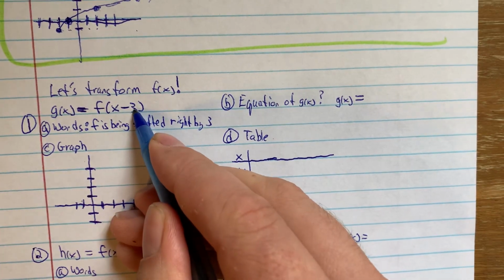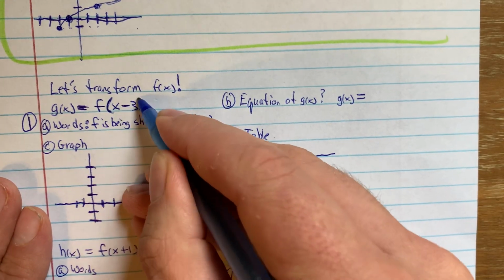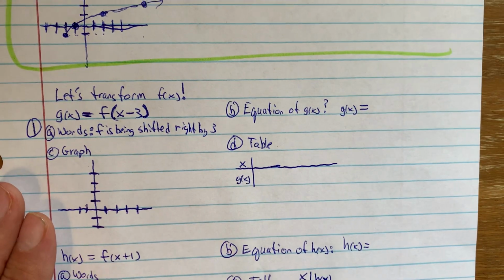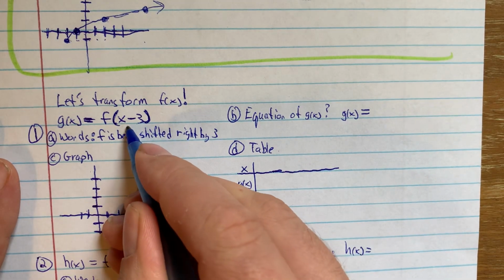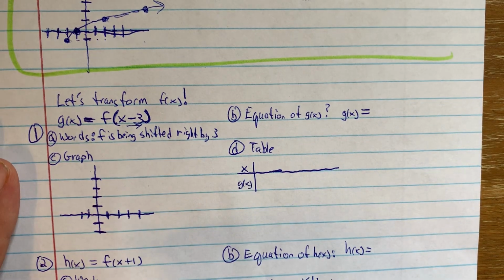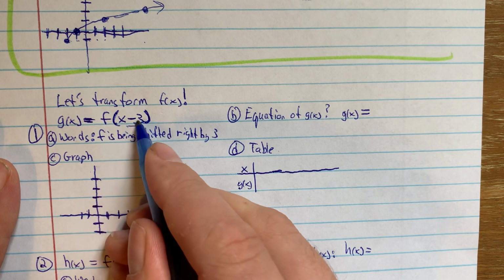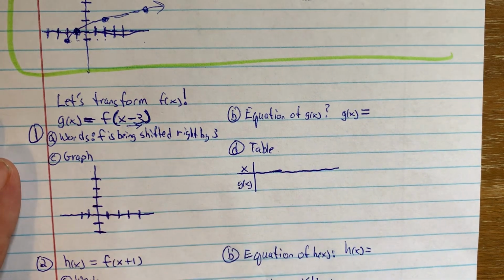Now the minus 3 is inside the parentheses. It's inside of the function. You're doing f of x minus 3. And this is a horizontal translation, and it's backwards from what you might think. The horizontal things that are inside the function, this is to the right, not to the left.